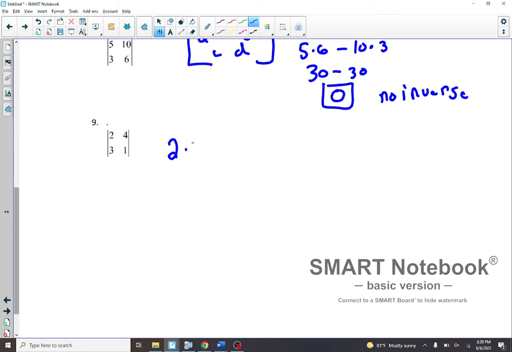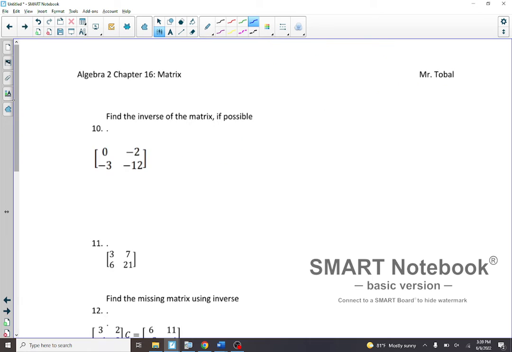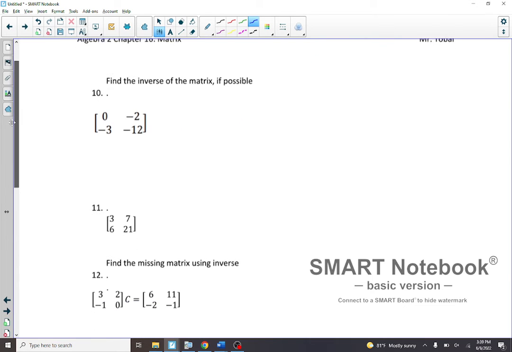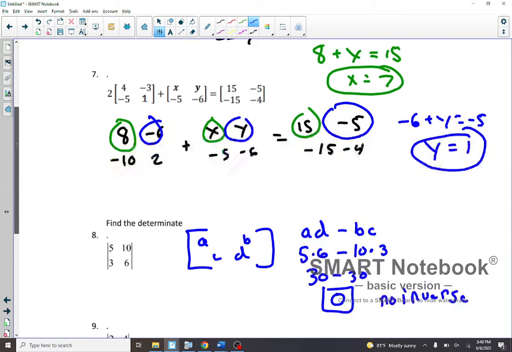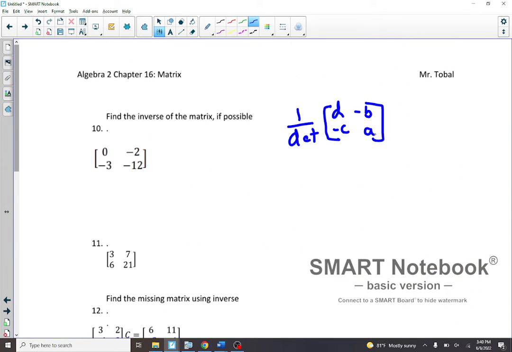Here, 2 times 1 minus 4 times 3. So 2 minus 12, negative 10. Okay. For the inverse of a matrix, by hand, you could do 1 over the determinant times the matrix where A and D swap places, so D, A, and then negative B, negative C. So A and D swap places, and B and C become negative.